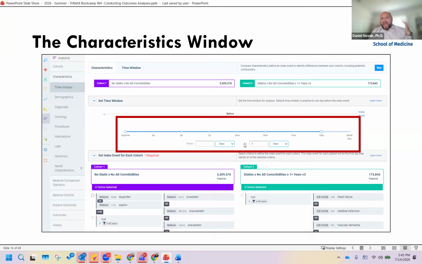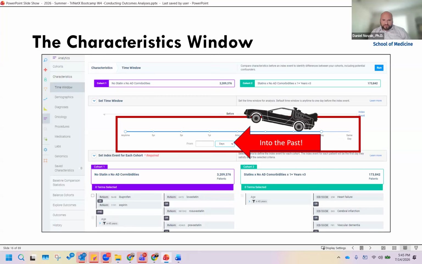You can specify how far back into the person's health record you want to look for events that are going to be part of your propensity score matching and part of your cohort definition. Again, I'm dating myself, but from the movie Back to the Future, this is your DeLorean going back to the year 1955 to get into the past, right? And you can see there again, the reason you can remember this is the same day, the day your study starts, is on the far right-hand side of this timeline, looking back to the left to any time in the past. So that's just how you're going to use the characteristics window.